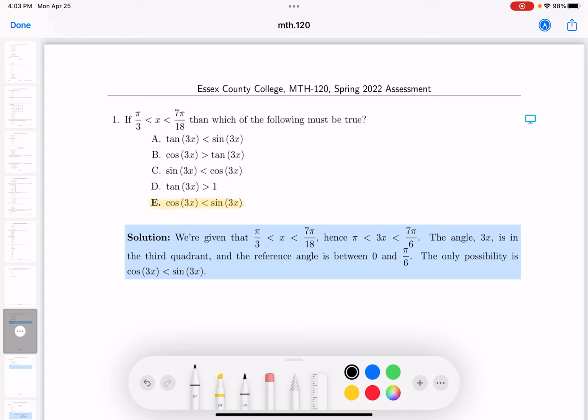So let's do that. Let's write down pi over 3, x, and then 7 pi over 18. You're going to multiply all sides by 3. And what do you get? You would get pi, you get 3x, and you get 7 pi over 6.